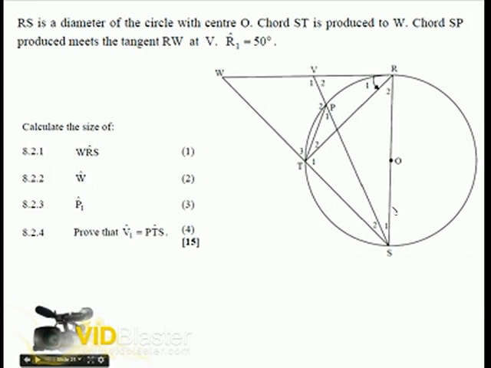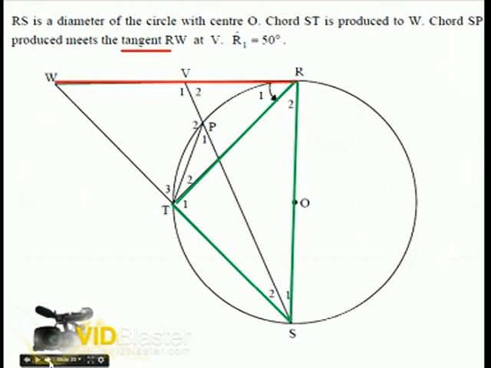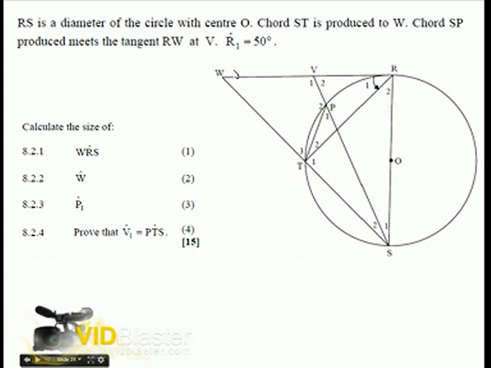They told me that R1 is 50. Now, if R1 is 50, that means that R2 must have been 40, because they added up to 90. But from the tan chord theorem, R1 is equal to S1 and 2. And S1 and 2 then will also be 50. Okay, so you've got a 90 at the tangent contact, you've got a 50 down at S, and so W must be 40. So it was a little bit more work. It was for 2 marks.